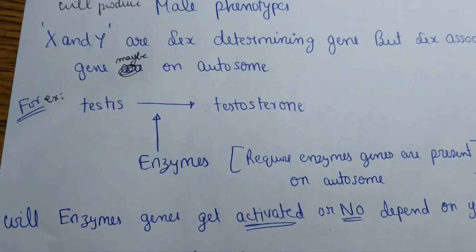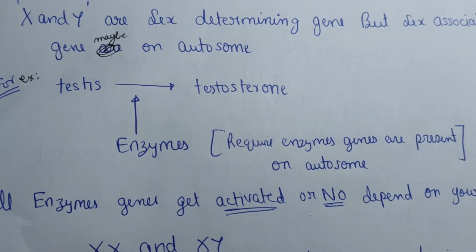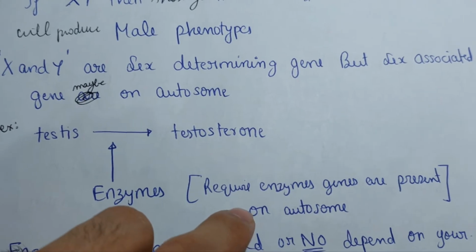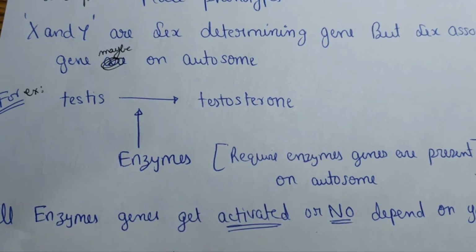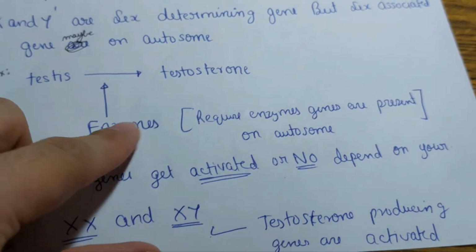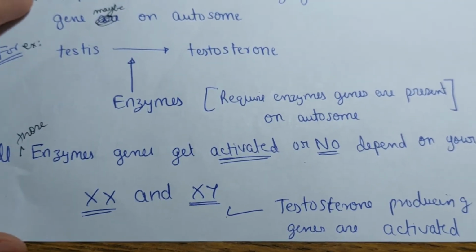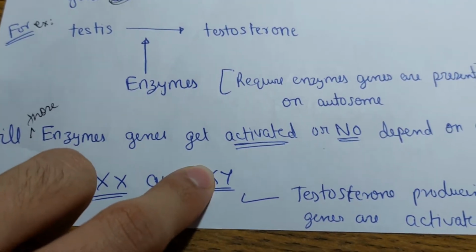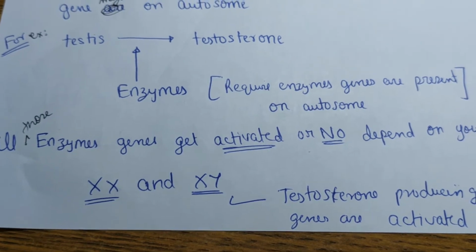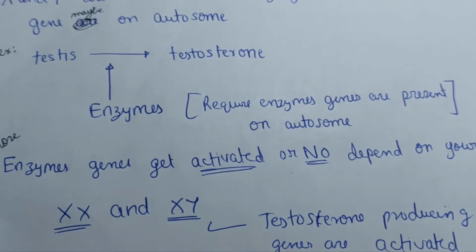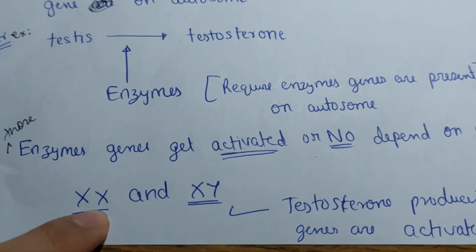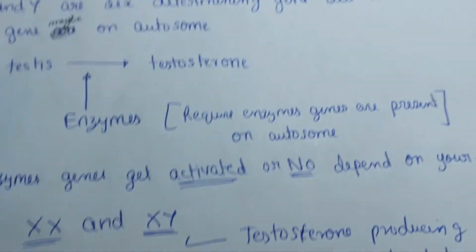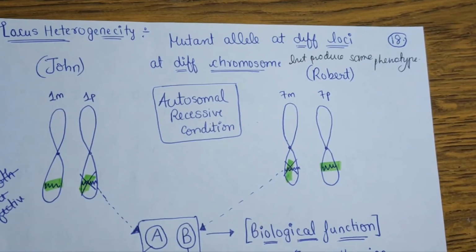For example, testis produces testosterone, but to make testosterone, the enzymes which are required are synthesized by genes which are present on autosomes. But the activation or inactivation of these genes depends on whether it is a female or a male. So if you are a male and have XY, then those enzymes which are responsible for production of testosterone will be activated, whereas if you are a female XX, then those genes which are responsible for production of testosterone will be inactivated. We're going to discuss locus heterogeneity.